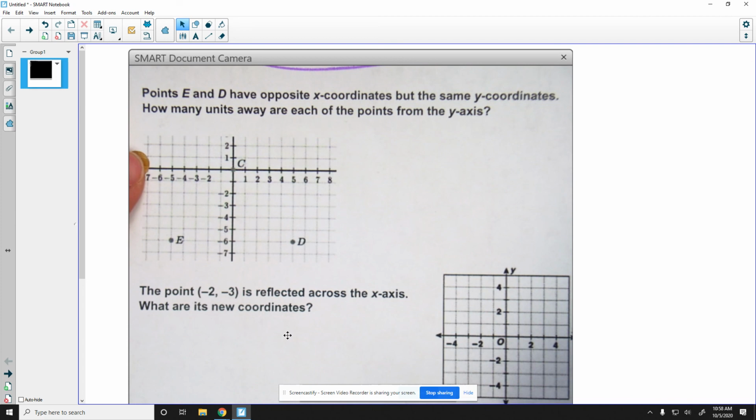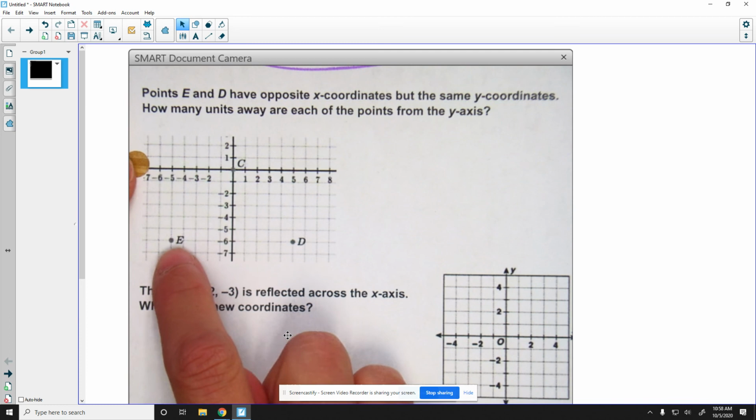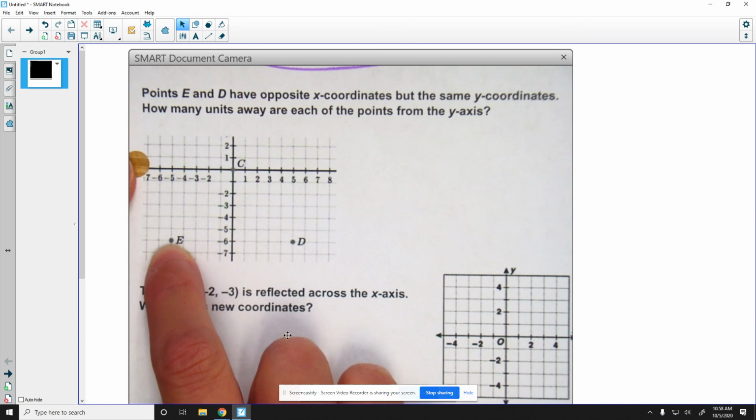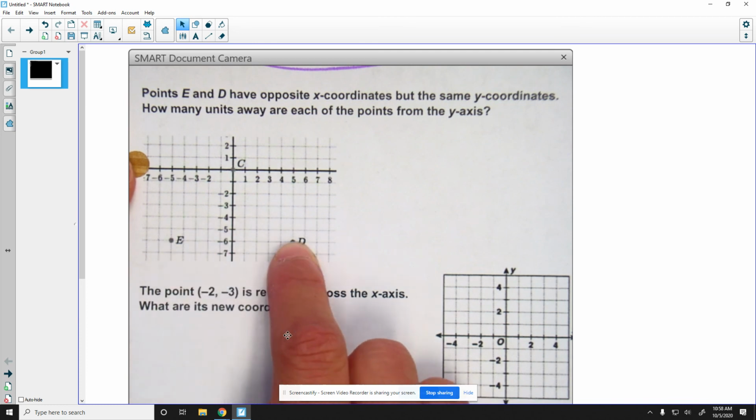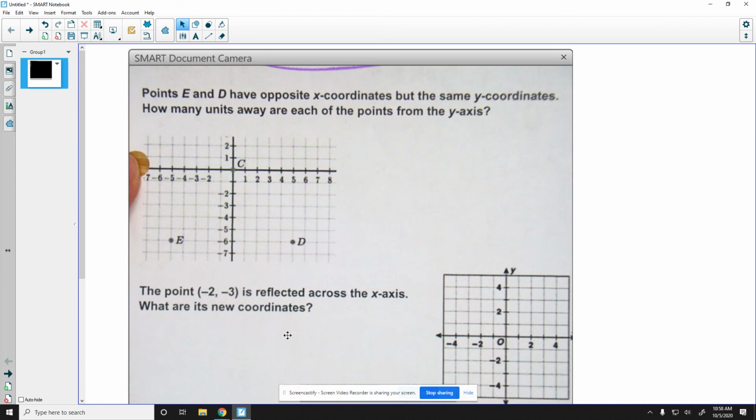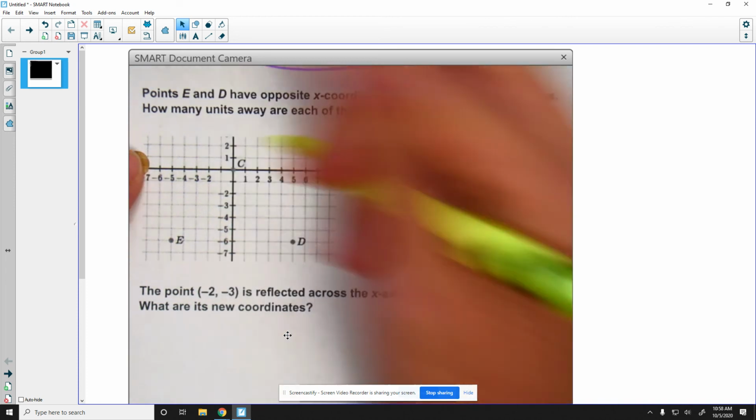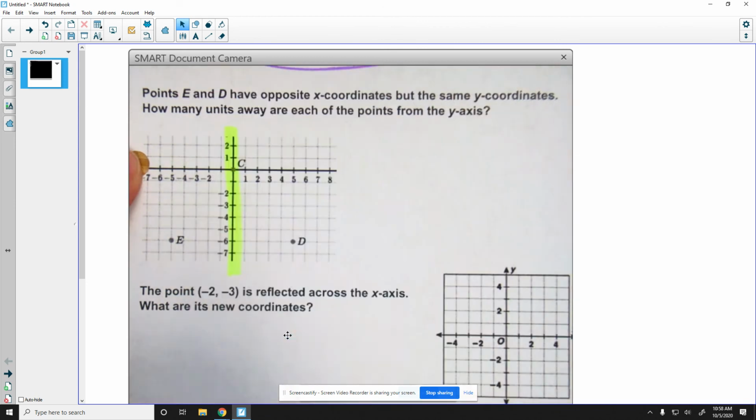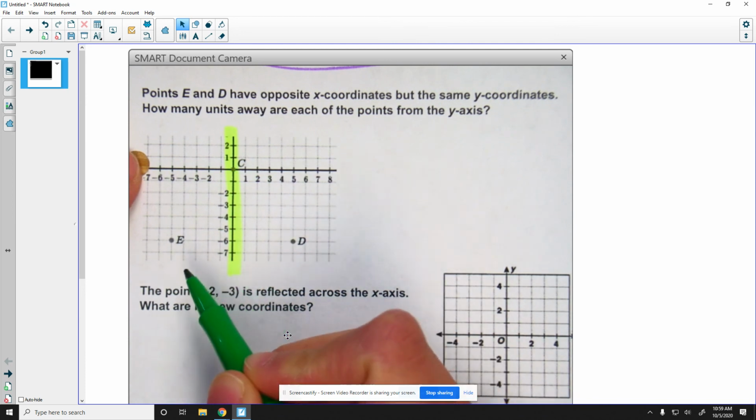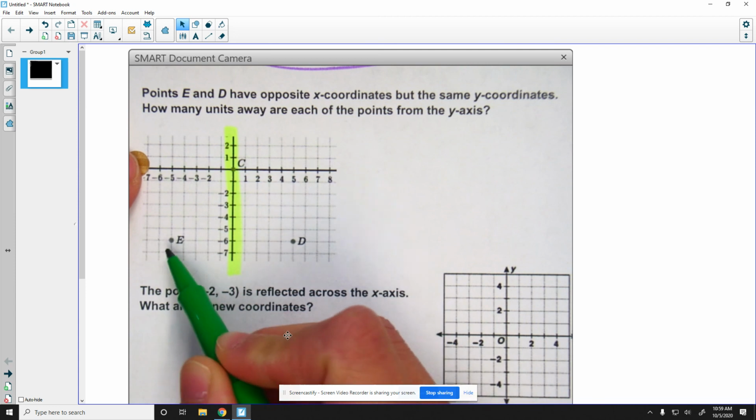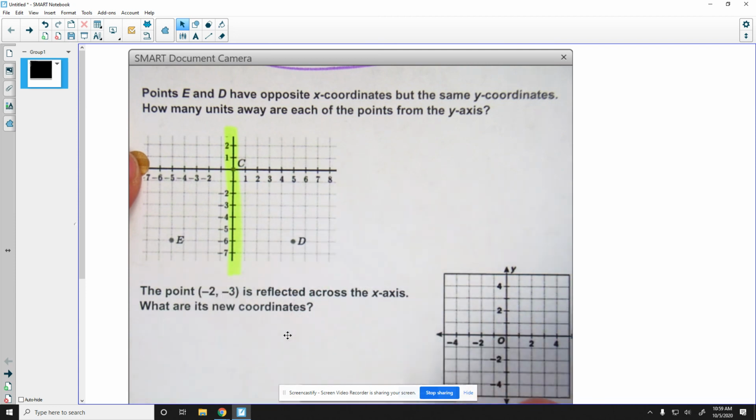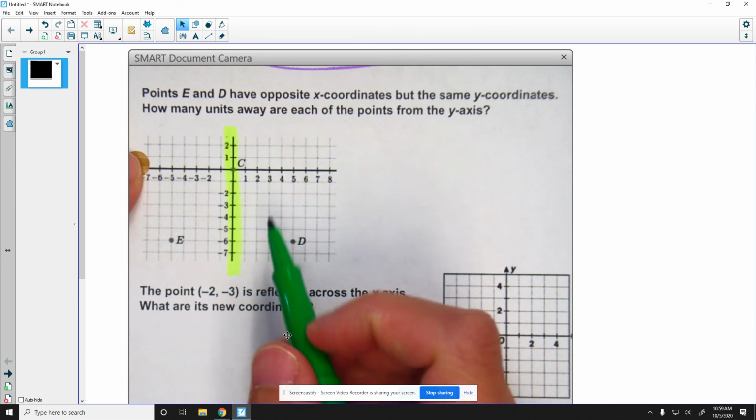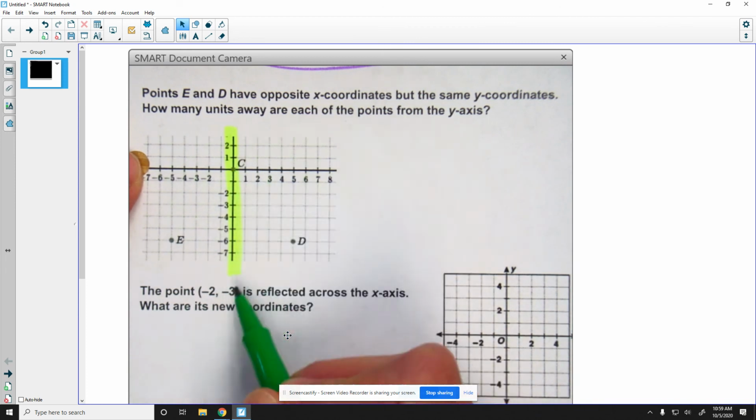How many units away are each of the points from the y-axis? So units is like how many squares? How many squares is E away from the y-axis? How many squares is D away from the y-axis? Well, first thing you have to do is figure out where is the y-axis. And look, it's not labeled here. So this is something you have to understand. Oh, the y is the vertical one. That's the y-axis. So does someone think they can count how many squares is E or D, because they're the same, away? Aaron? Not from each other, but from just this center point, the y-axis.